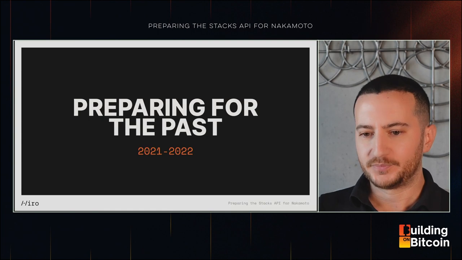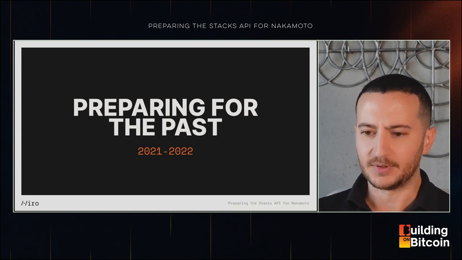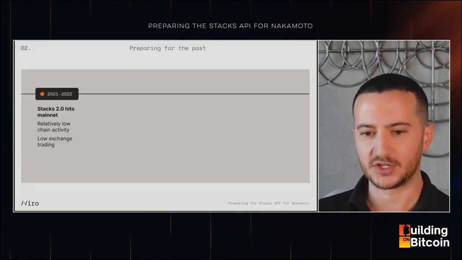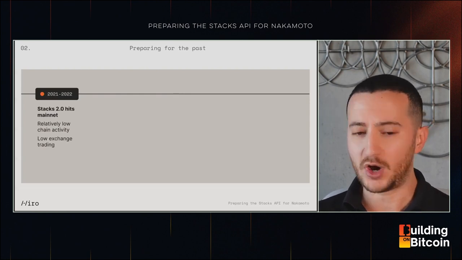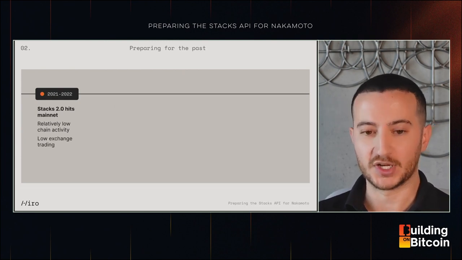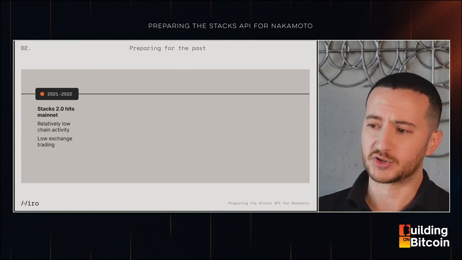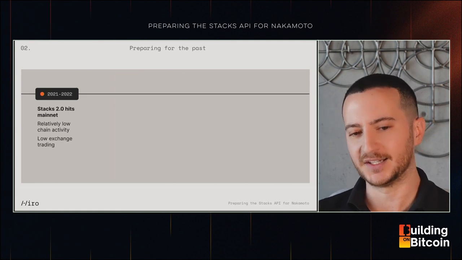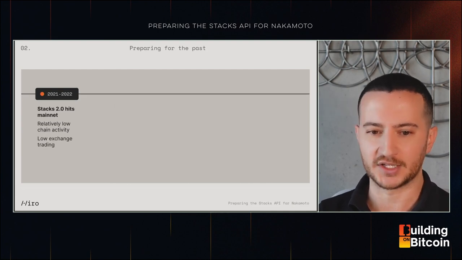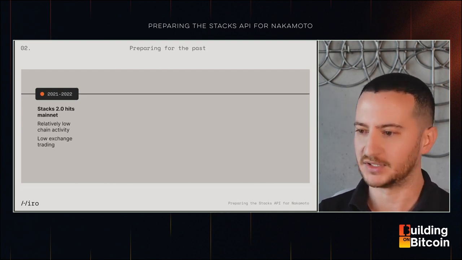So first, talking about the past, I'm going to focus once the Stacks API launched its version 2.0, which was in January of 2021. So to put it in context, in Jan of 2021, Stacks 2.0 hits mainnet. Since it was a new chain, it had relatively low activity, of course, because most of the applications that exist today on Stacks didn't exist back then. Obviously, they were either being built or just starting to get teams together to start building these applications.